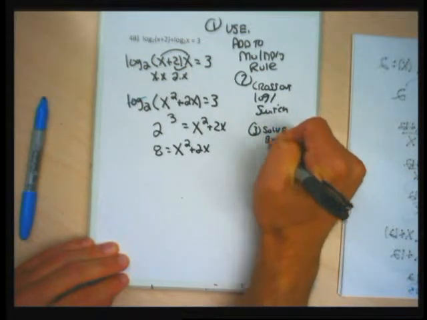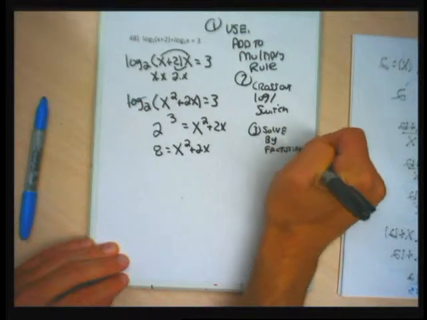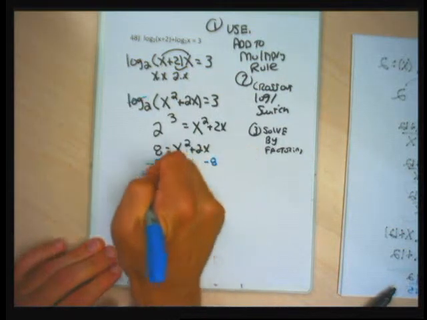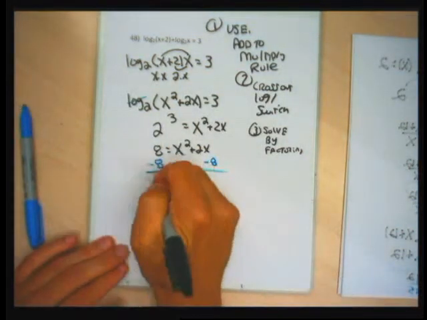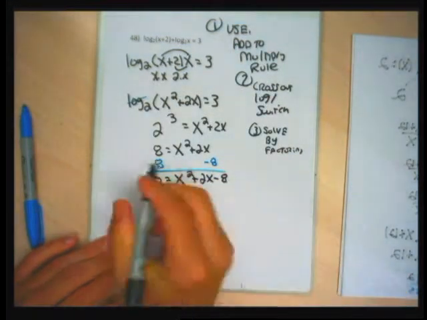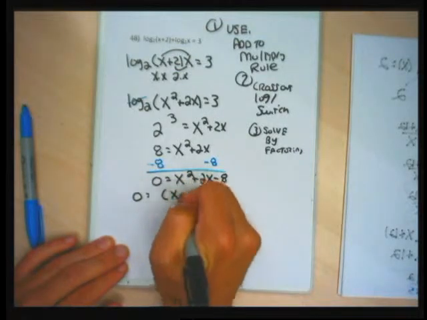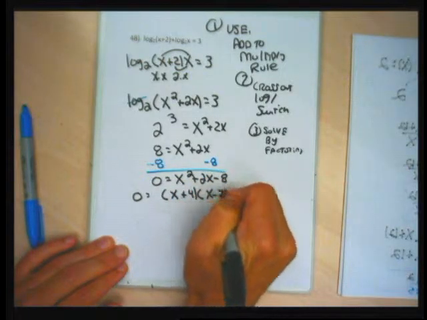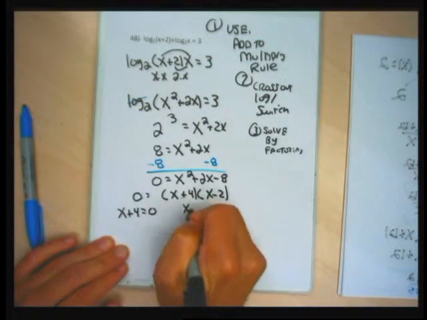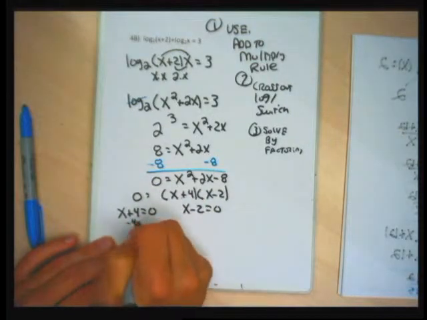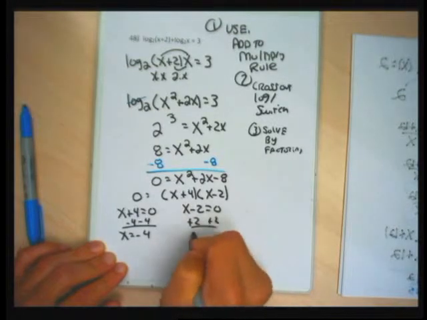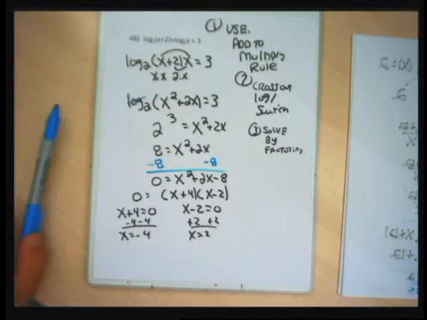Solve by factoring. So to solve by factoring, the problem needs to be set equal to 0. I minus 8 from both sides, and I get 0 equals x squared plus 2x minus 8. Easy factoring, it factors into x plus 4 times x minus 2. So I go x plus 4 equal to 0, x minus 2 equal to 0, minus 4, I get x equal to minus 4, plus 2, I get x equal to 2. The minus 4 is not going to check.